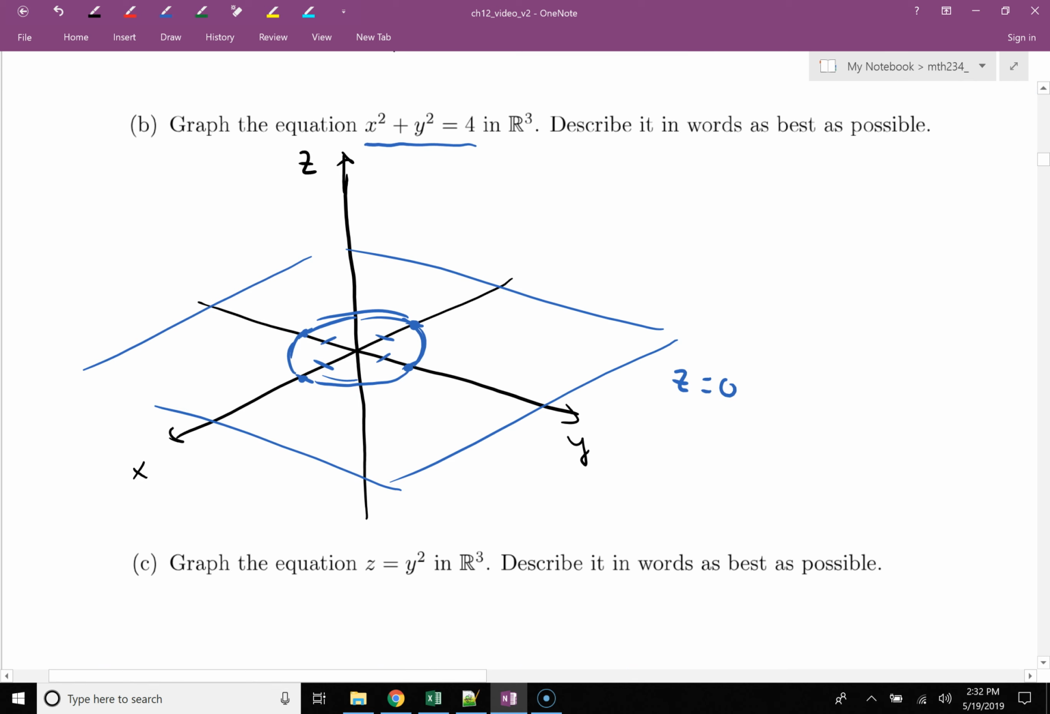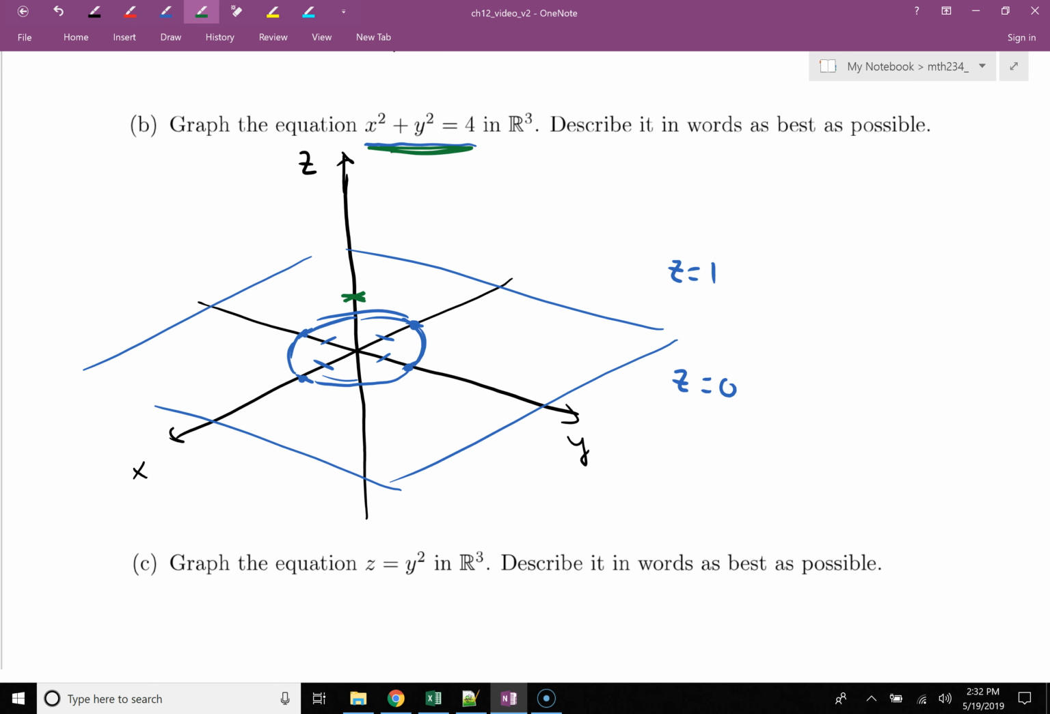But what if instead I did z equal to 1? Again, there are no restrictions on z. Z can be anything it wants to be. So if I do z equals 1, I'm going to just move this up here to z equals 1. So instead of 0, I have 1. But then the picture would remain the exact same, because notice that there's no place for me to plug in z. Again, z can be whatever it wants to be.